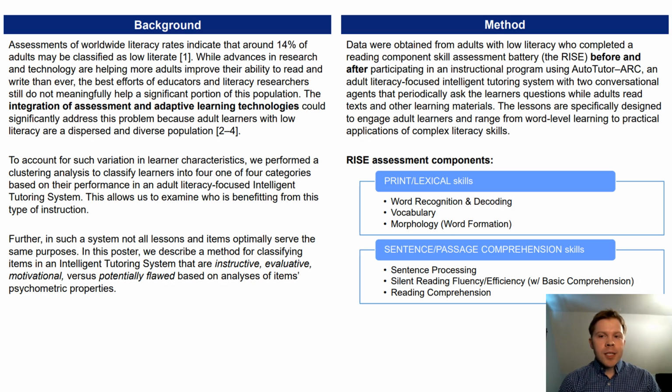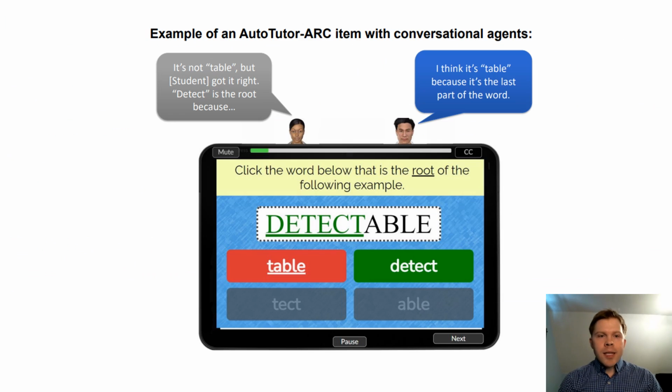The assessment we're focusing on is called the RISE, a component reading skills battery developed at ETS. The instructional technology we use is called AutoTutor for adult reading comprehension, or AutoTutor ARC. Here's an example of an AutoTutor ARC item. It uses these conversational agents to guide learners through 30 different lessons that are designed to improve literacy and reading comprehension skills in adult populations.